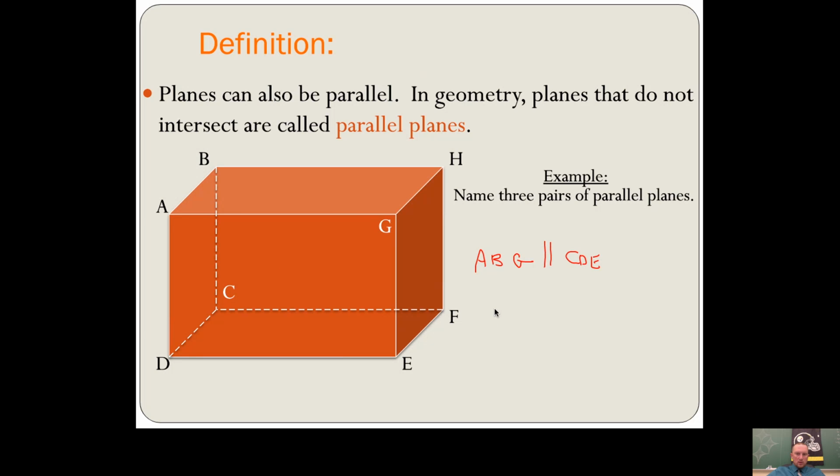Now, the front wall, I can name that a bunch of different ways too. I'll name it plane AGE. It's going to be parallel to the back wall. I'll call it plane BCF. Those are parallel planes. The other pair would be the left wall and the right wall. So I'll call the left wall plane ABC, and I'll call the right wall plane GEF.